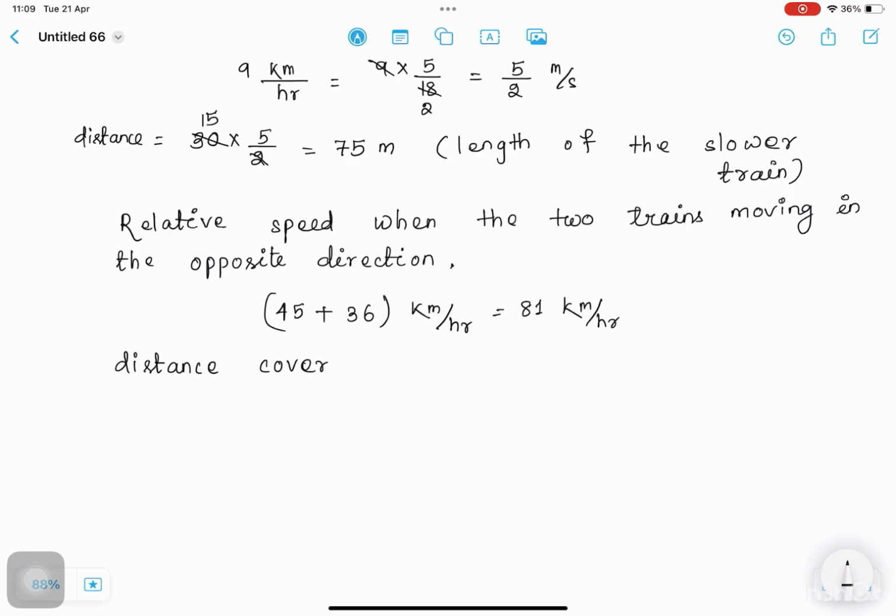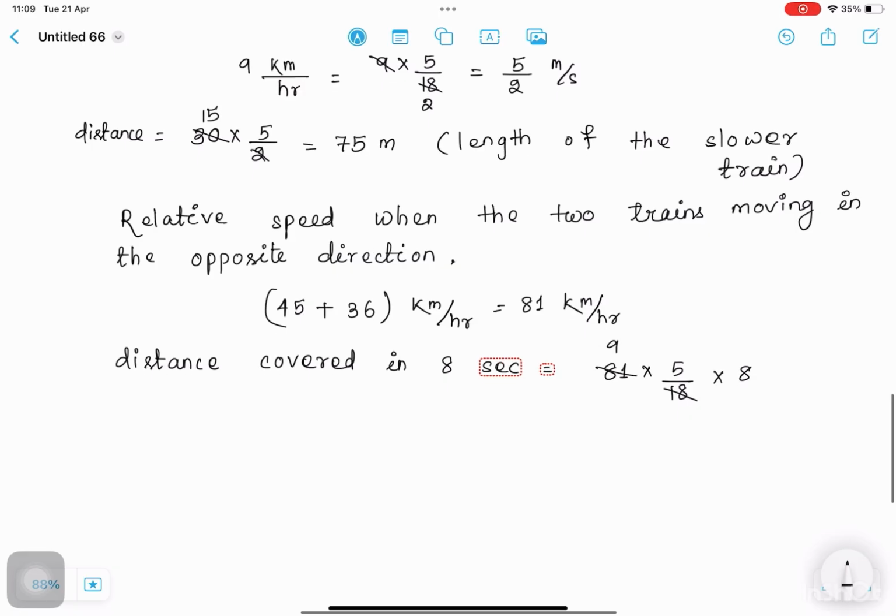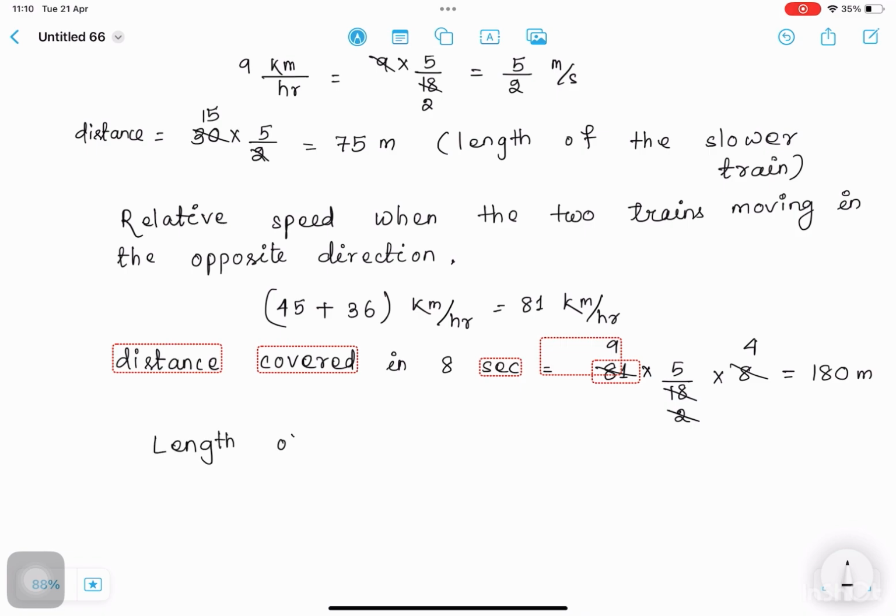So directly we can write the distance covered equals speed into time. Here the time is given as 8 seconds when they are moving in opposite directions. So first for meter per second, 81 into 5 by 18, and time is 8. First we cut it by 9, and 8 by 2 again we cut by 4. 9 into 5 into 4 is 180 meters. So the length of both trains is 180 meters.